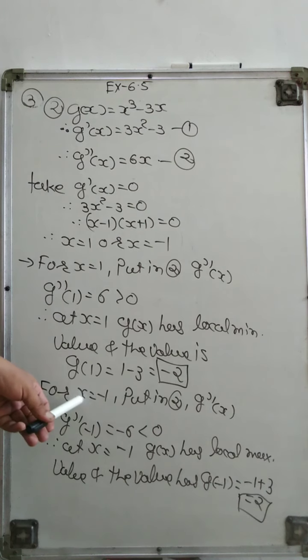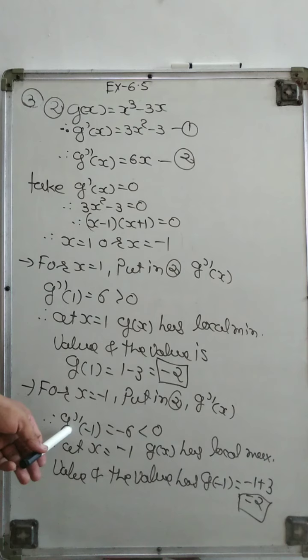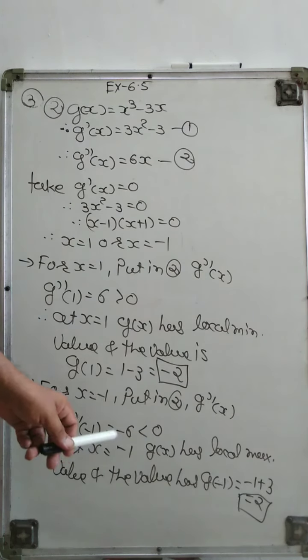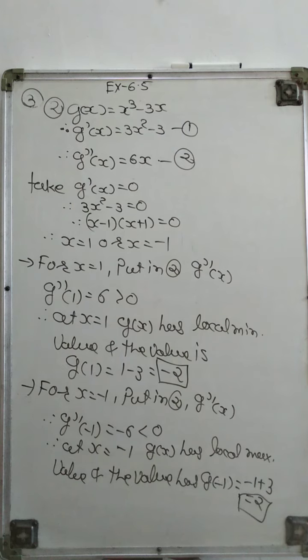Now for x equal to minus 1, you put in g double dash x, or g double dash minus 1 is minus 6, less than 0. At x equal to minus 1, g(x) has local maximum value and the value is 2. So this way we can find our answer.